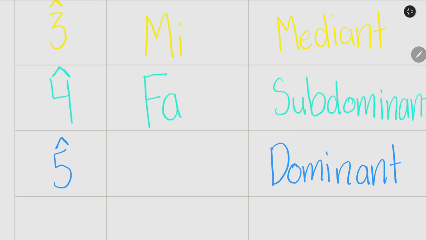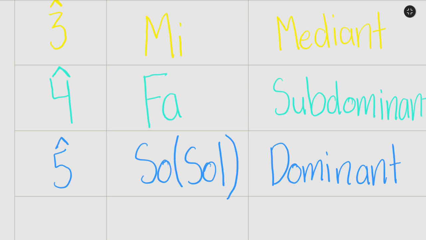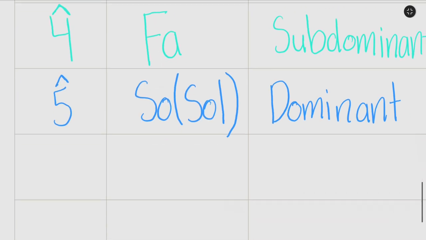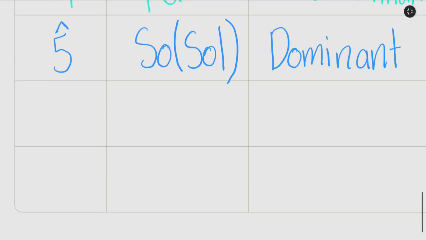So then this is sol, do, re, mi, fa, sol, or S, O, L. I like doing it with the L, but it depends on where you are in the world or who's composed the music. So it's one of those two all the time. And then number 6 is la.